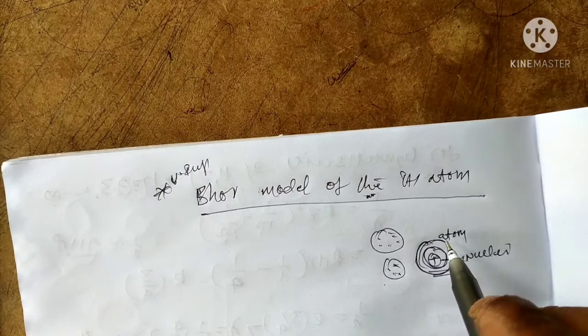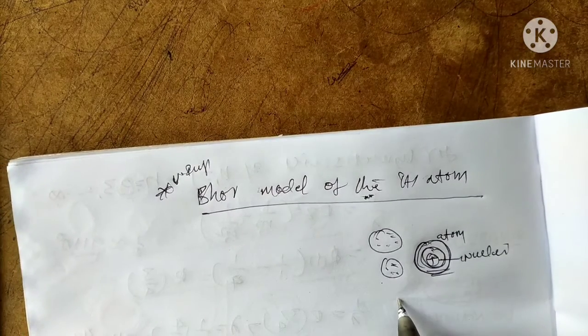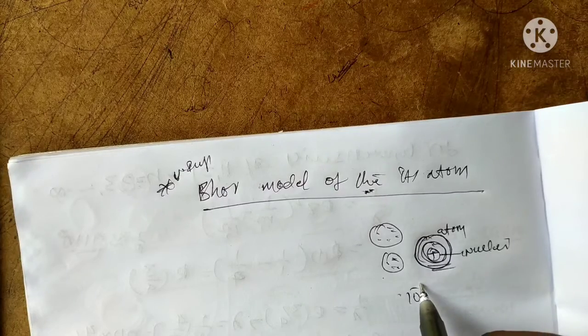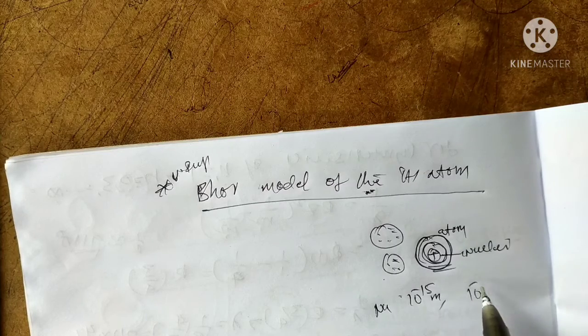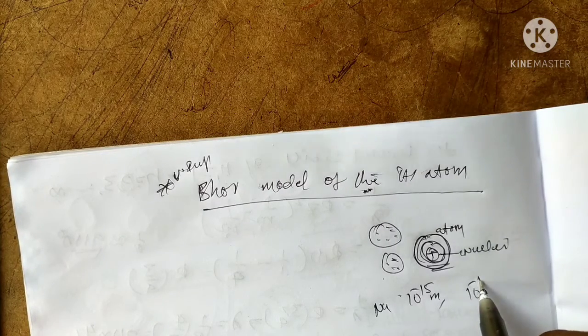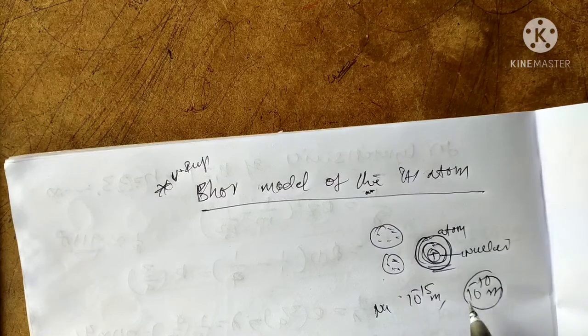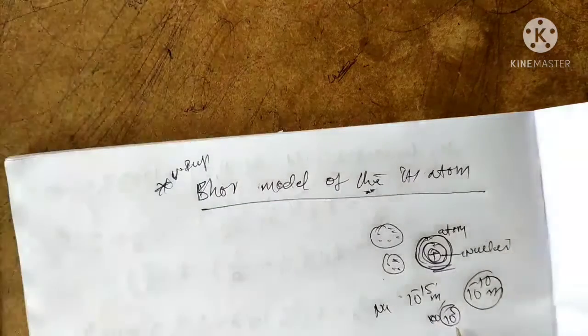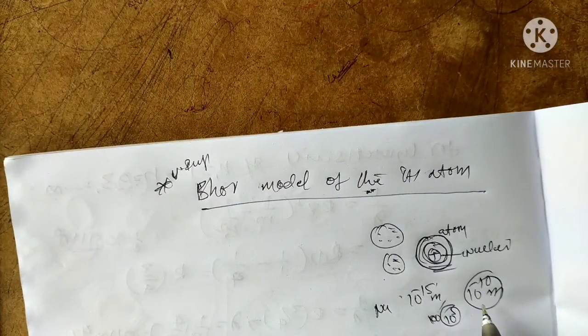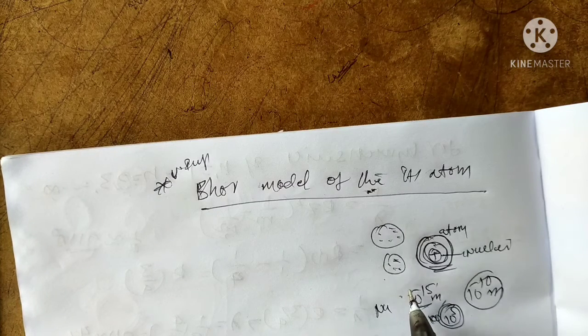According to Rutherford, the size of the nucleus is 10 to the power of minus 15 meters, and the atom is about 10 to the power of minus 10 meters. That is, the atom size is 10 to the power of 5 times greater than the nuclear size. That is the conclusion of Rutherford.